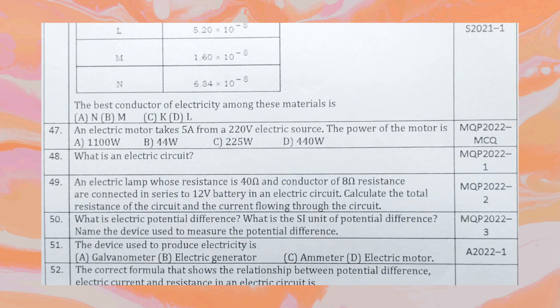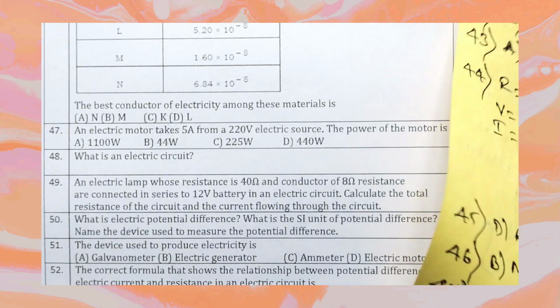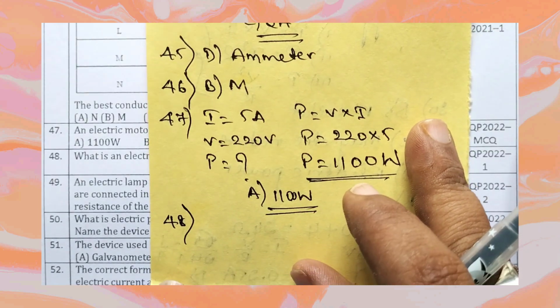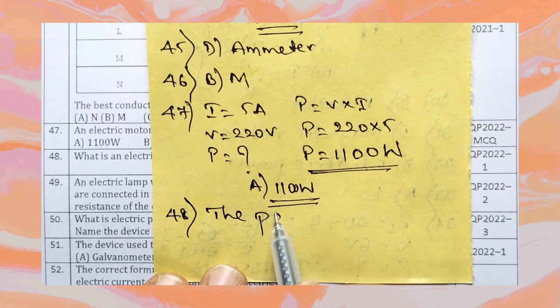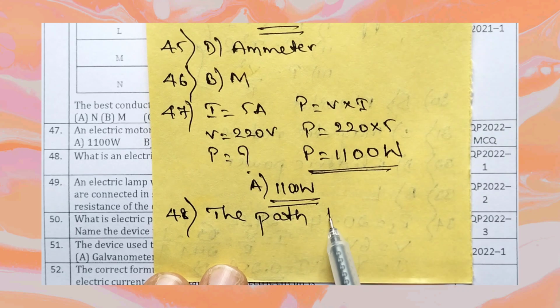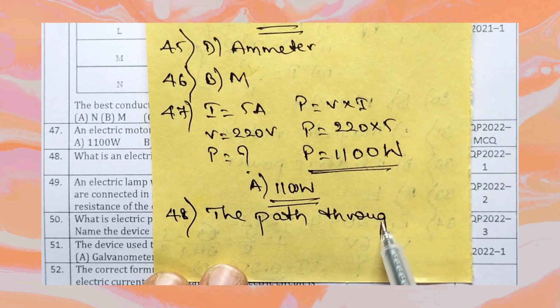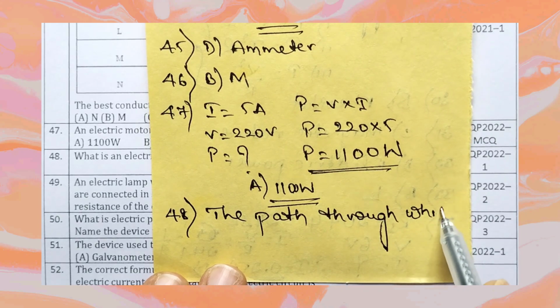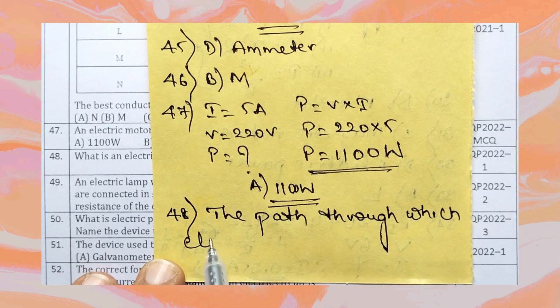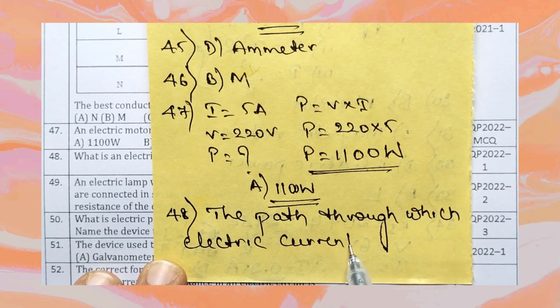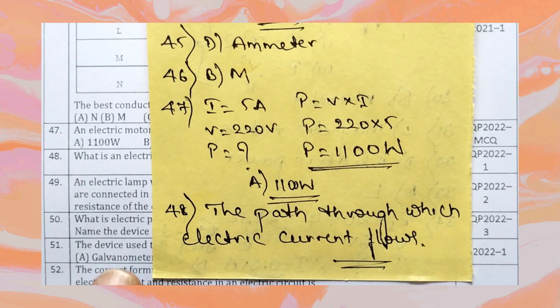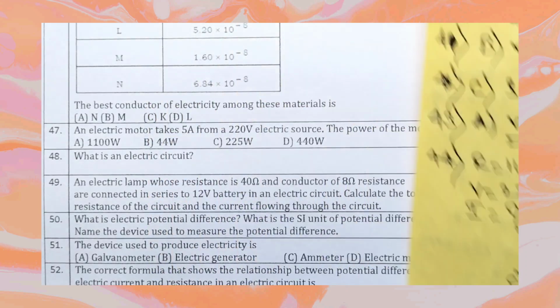What is an electric circuit? It is a 1 mark question. So electric circuit is defined as the path through which electric current flows. The path through which electric current flows is called an electric circuit. So this is the answer for electric circuit. So now let us move to the 49th question.